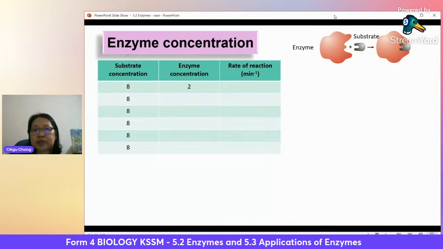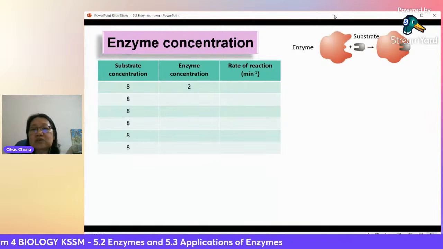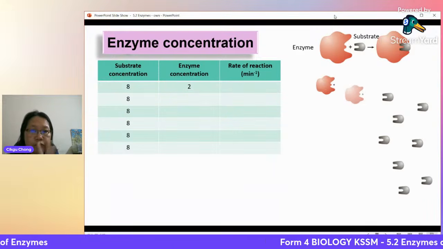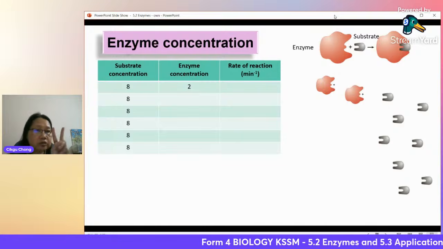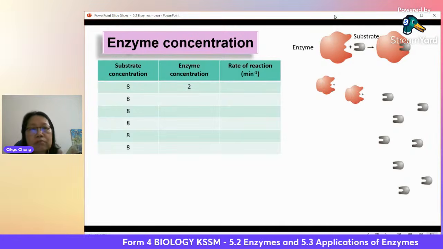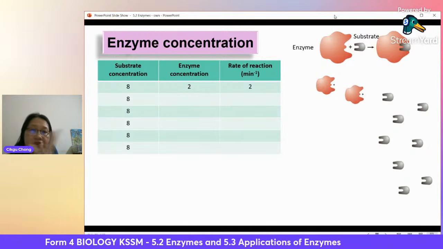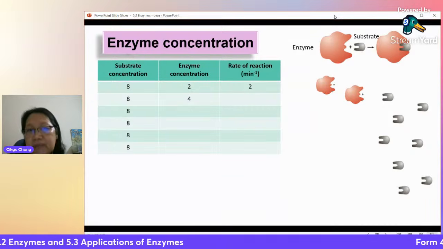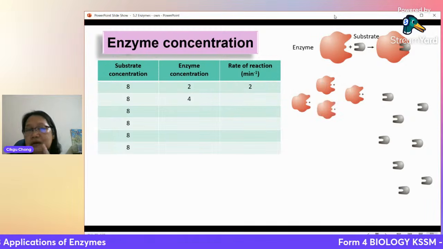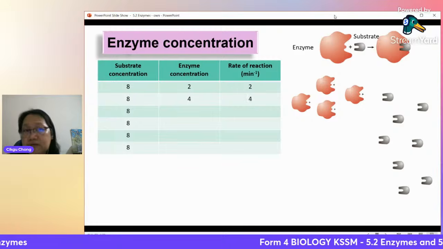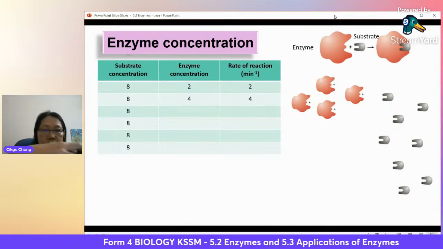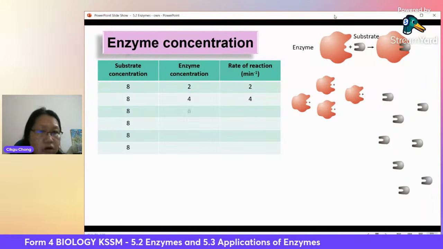Now, I fix my substrate. Let's say my substrate is only 8. My enzyme, I give 2 enzymes in the beginning. I only got 2 enzymes, but I got 8 substrate. So now my rate of reaction is 2, isn't it? Because only 2 can take part now. So what happens if I increase my enzyme? I put 4, and then my rate of reaction will be 4. Yes, because now with more active sites, another 2 can go in.